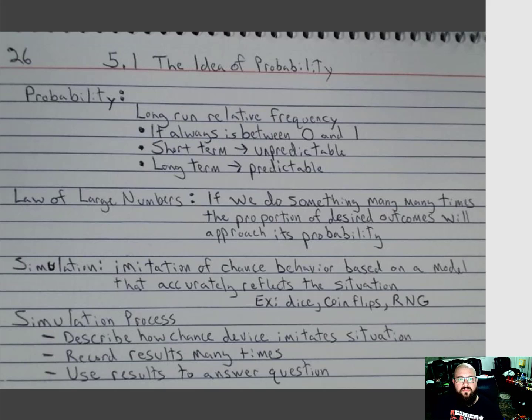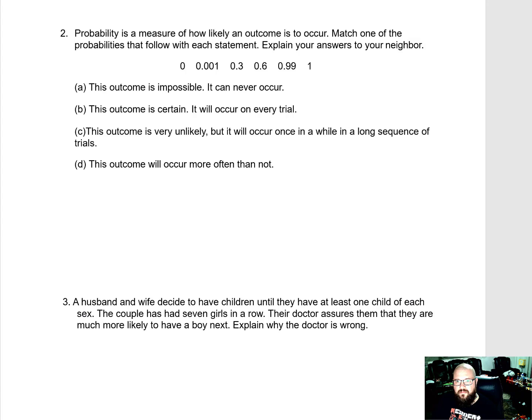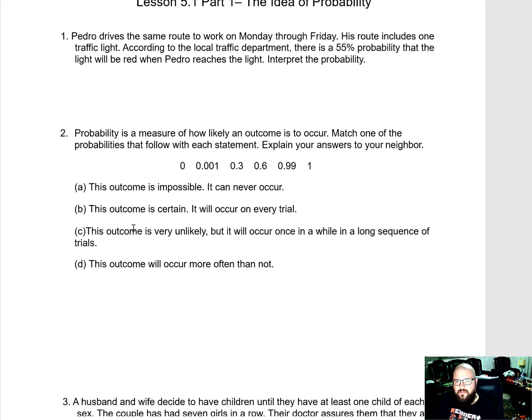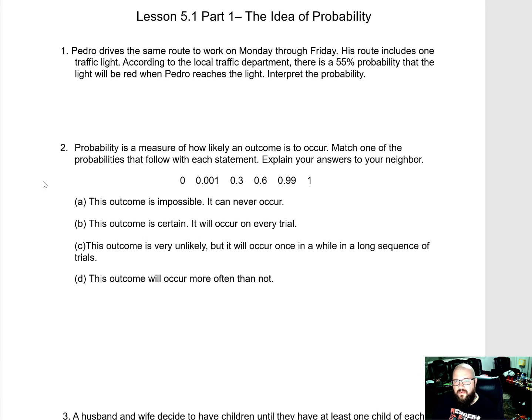Alright, so we're going to work through a couple of problems here to really kind of explain these best, so hopefully that makes things a little bit easier to understand. So to start out here, we have Pedro drives the same route to work on Monday through Friday. His route includes one traffic light. According to the local traffic department, there is a 55% probability that the light will be red when Pedro reaches the light. Interpret the probability.